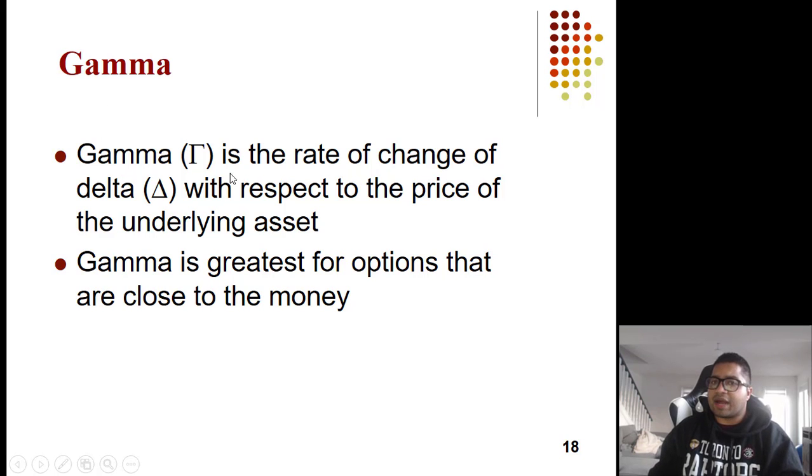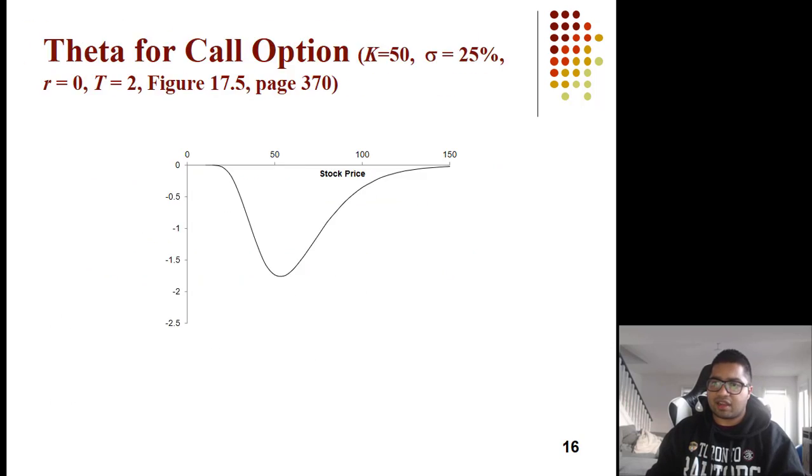Next is gamma. Gamma is rate of change of delta with respect to price of underlying asset. Gamma is greatest for options that are at the money. So what is gamma? Gamma is adjustments that you have to make to find out the actual change in option price for a given change in underlying. Because we have seen the graph, right?